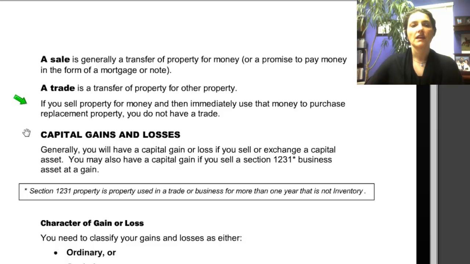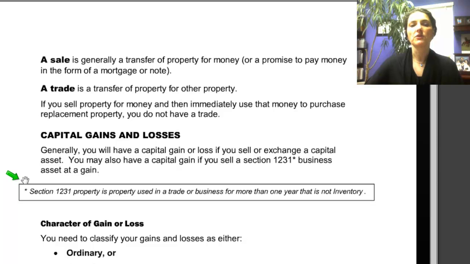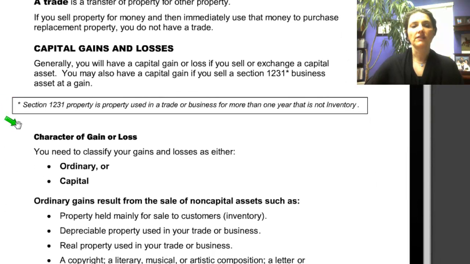Capital gains and losses. Generally, you will have a capital gain or loss if you sell or exchange a capital asset. You may also have a capital gain if you sell a Section 1231 business asset at a gain. Section 1231 business property is property used in a trade or business for more than 1 year that is not inventory.